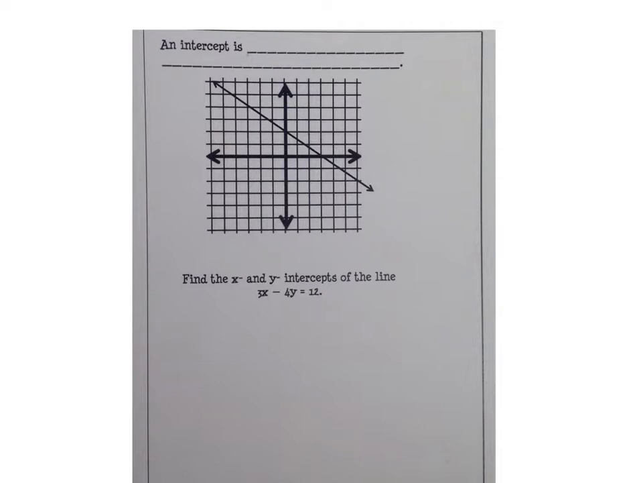So today we're going to fill out some of the foldables that will go into your notebook. I handed these out on your desk, and you should just find these. This is the one that is dealing with intercepts. So an intercept is where a line crosses the x or y axis.